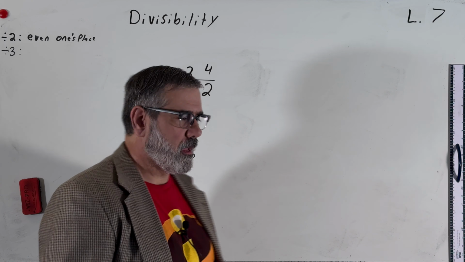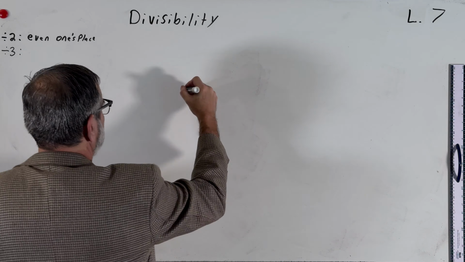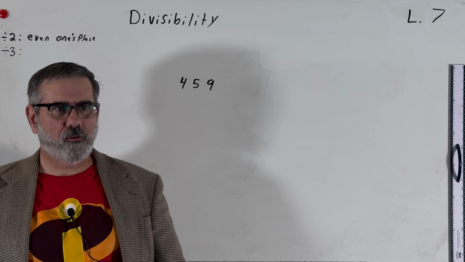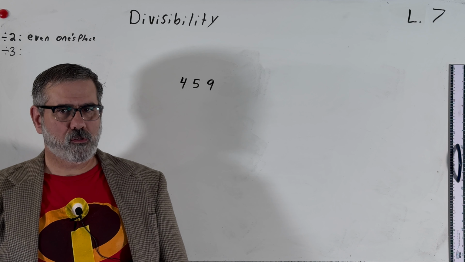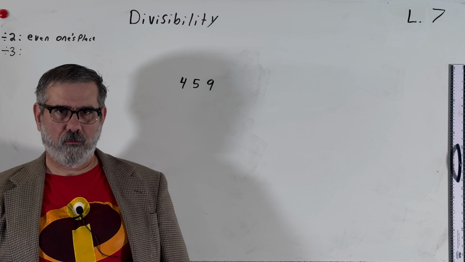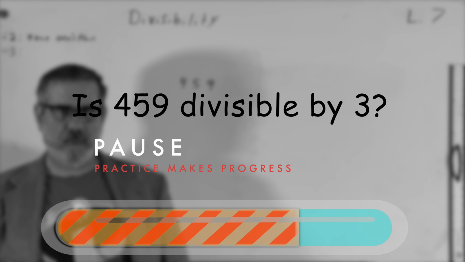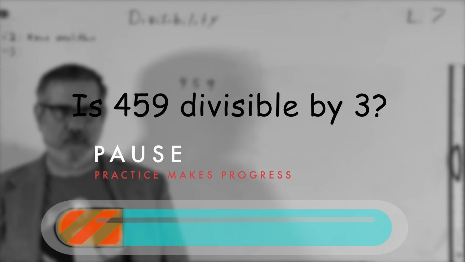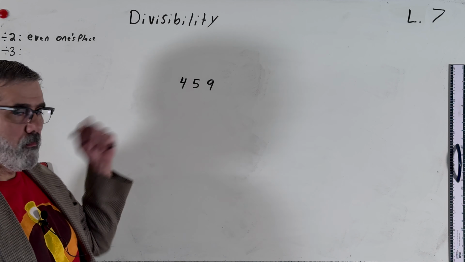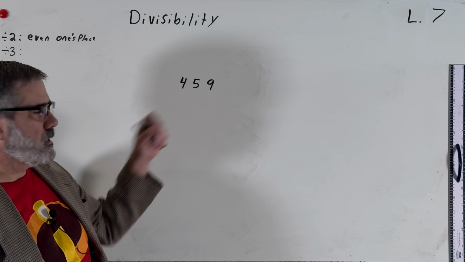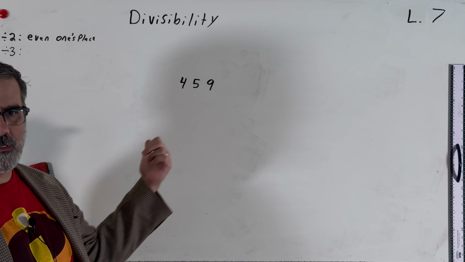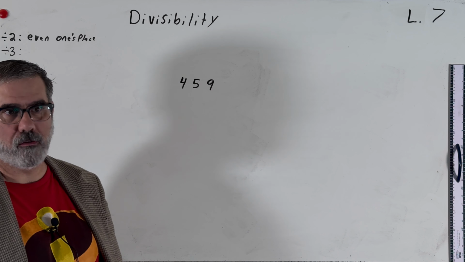So let me give you one to try at home. 459. Divisible by 3? Yes or no? Pause the video, think about it for a second, and come back when you think you know. Okay, so we have to add up the digits and see if it's a number that itself is divisible by 3. If it is, then this number is divisible by 3. If not, then it's not divisible by 3.